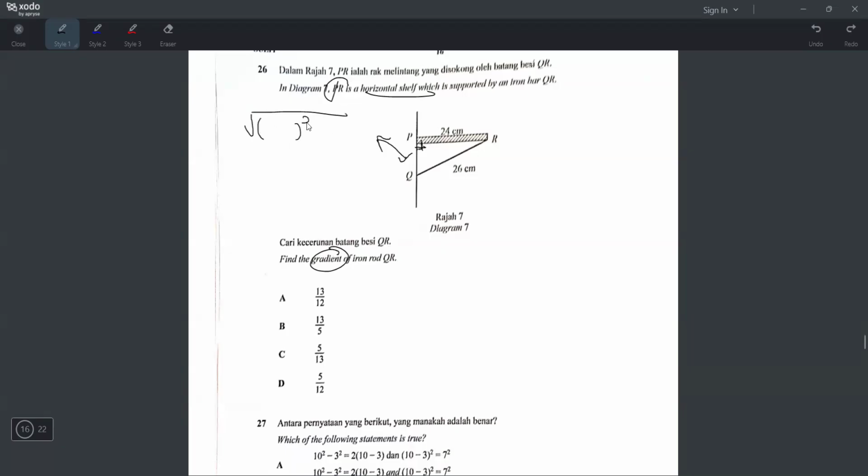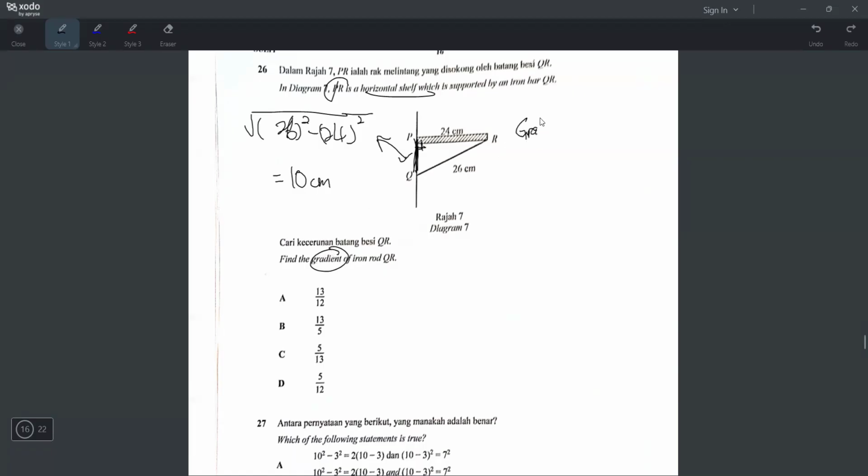Square root, bracket square, bracket square. Okay, this is Pythagoras theorem. Okay, here I'll put 26, here I'll put 24, right? But plus or minus? Okay, I said many times already, you will only plus when you are finding the longer side, the hypotenuse, right? This is not the longer side. This is not the hypotenuse, so you have to minus. And if you press this, you will get 10 cm. That means the length here is 10 cm. But the question never asks you to find the length of PQ, they ask to find gradient, right?